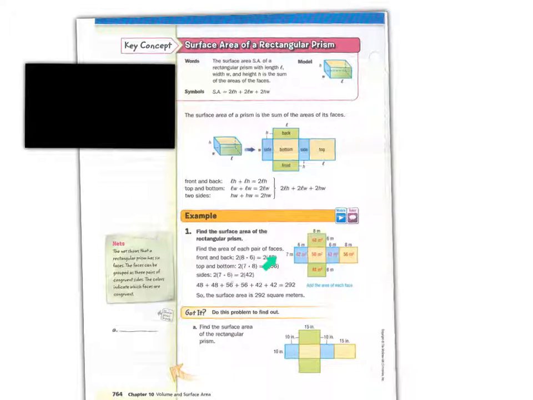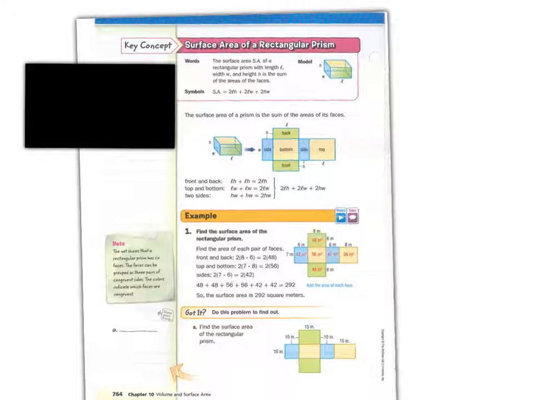So 2 times 48. Then you look at the top and the bottom, which is 7 times 8. The top and the bottom are right here. So 7 times 8, you do that 2 times. So 2 times 56. And then you look at the sides, which are 6 times 7. You do that 2 times. So 2 times 42. So then you add it all together. So 48 plus 48 plus 56 plus 56 plus 42 plus 42 is equal to 292.